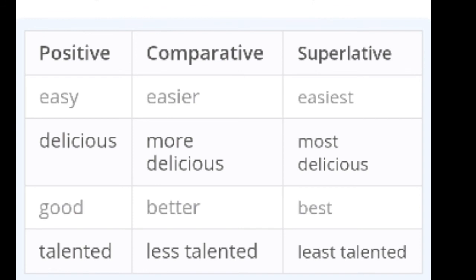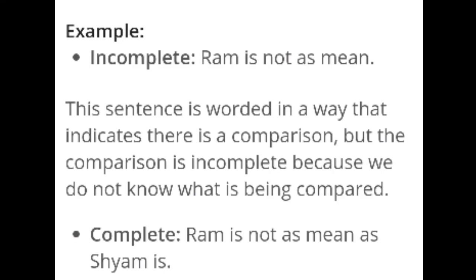This sentence is incomplete: Ram is not as mean. The sentence is worded in a way that indicates there is a comparison, but the comparison is incomplete because we don't know with what it is being compared, right? So the complete sentence is: Ram is not as mean as Sham is. Okay? Now let us go for some rules which we have to know.